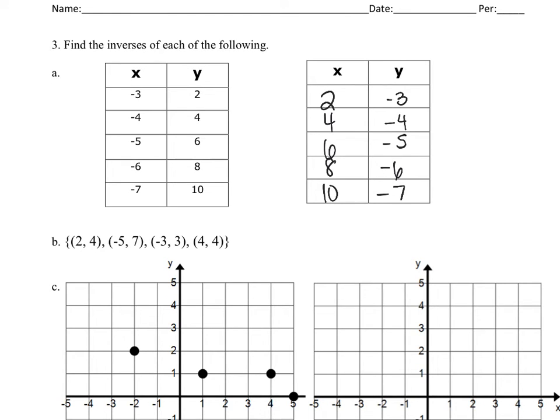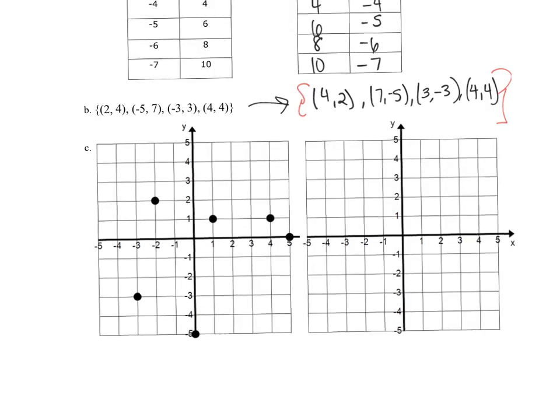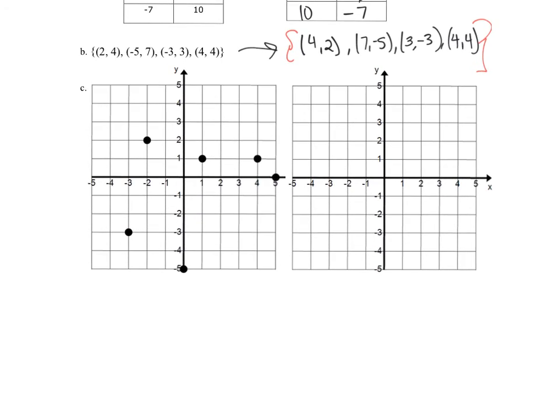Okay? Now, this goes to itself. This is a different question. So, somebody other than Kawan, flip my order pairs. Flip them for me. 4, 2. Good. 7, -5. Good. 3, -3. Good. And 4, 4. Okay. That should be your answer to that one. We don't have to graph it? You're graphing the next one. See, it's B and C. They're two different questions. Oh, that makes sense.